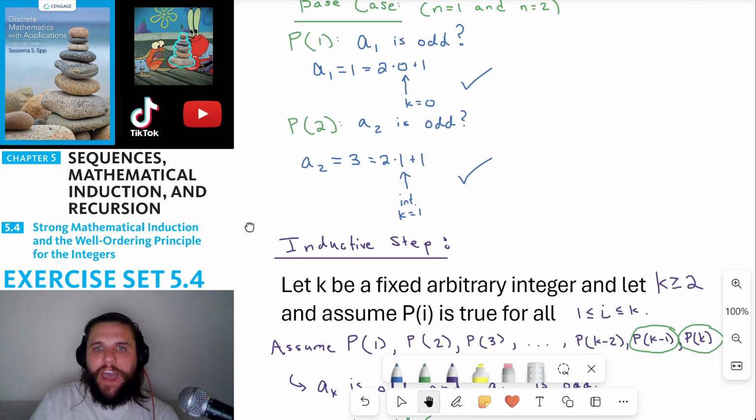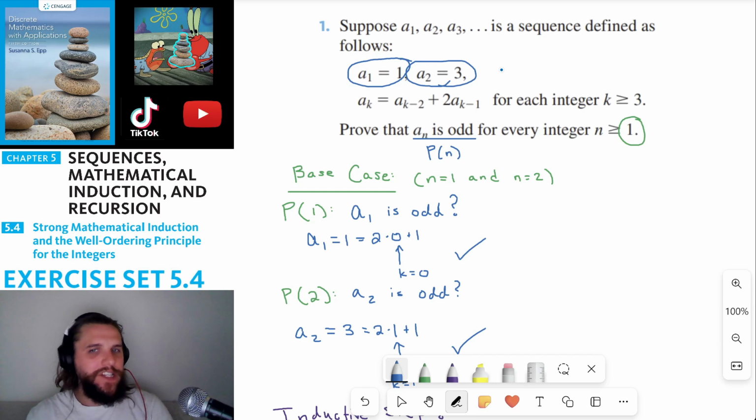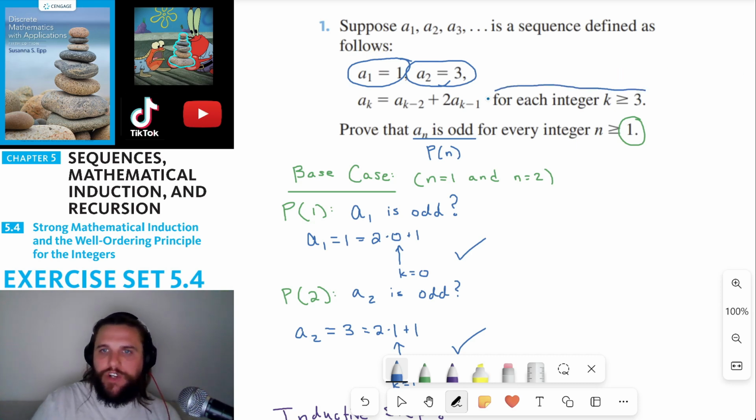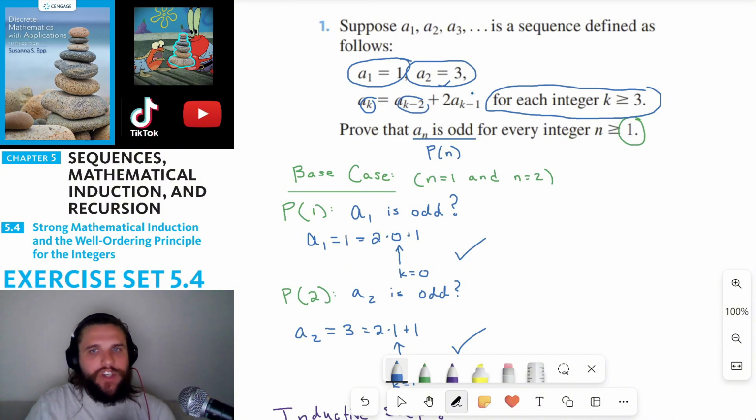Well, we have a recurrence relation given to us at the very beginning here, which says that a sub k equals a sub k minus 2 plus 2 times a sub k minus 1. Now, this is a statement about a sub k, but we want to make a claim about a sub k plus 1. But keep in mind that this recurrence relation holds for each integer k greater than or equal to 3, which means that the k in this recursive definition is a sort of temporary variable that's universally quantified, meaning that k can be anything so long as it's greater than or equal to 3 and it's an integer.